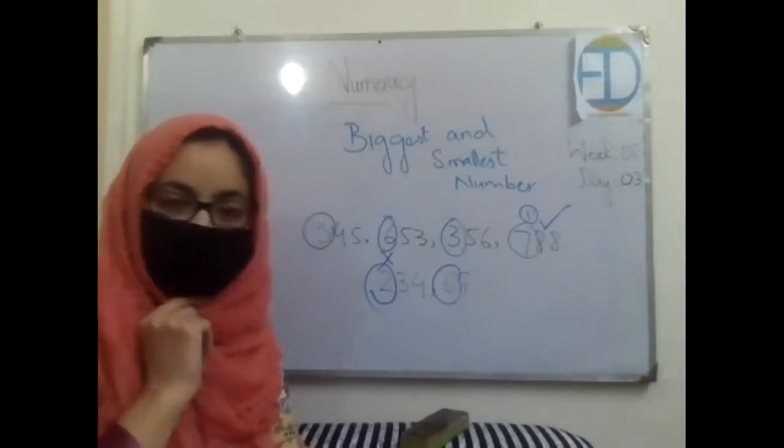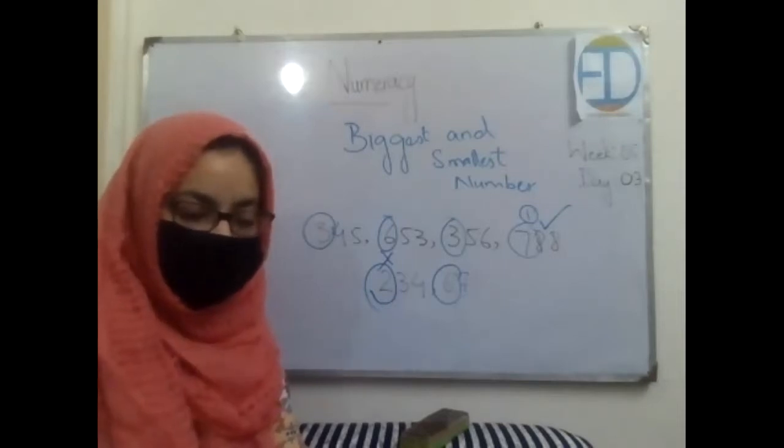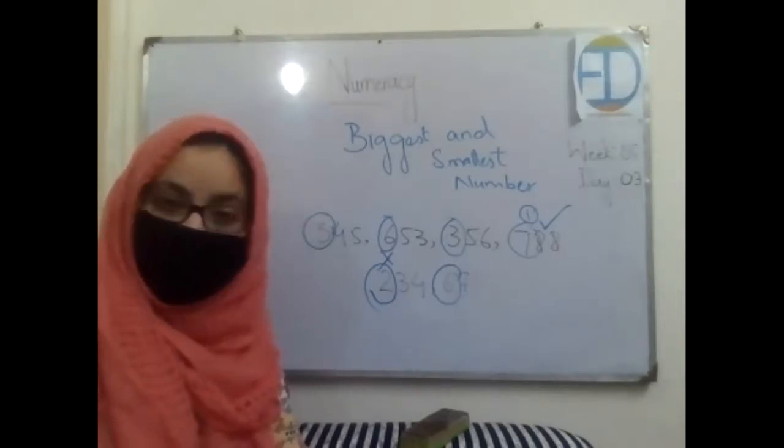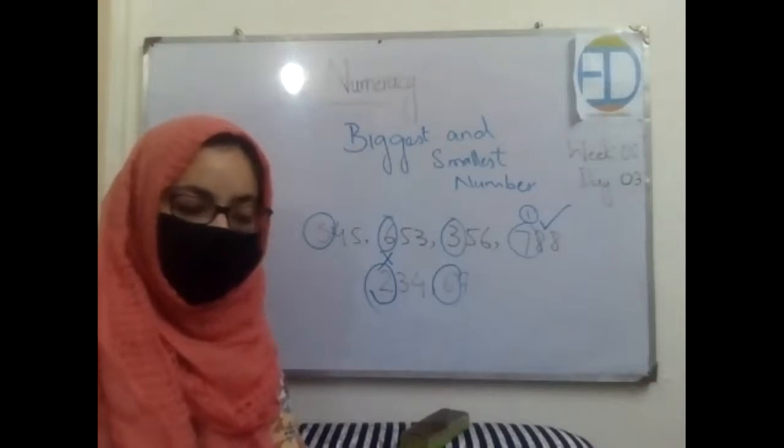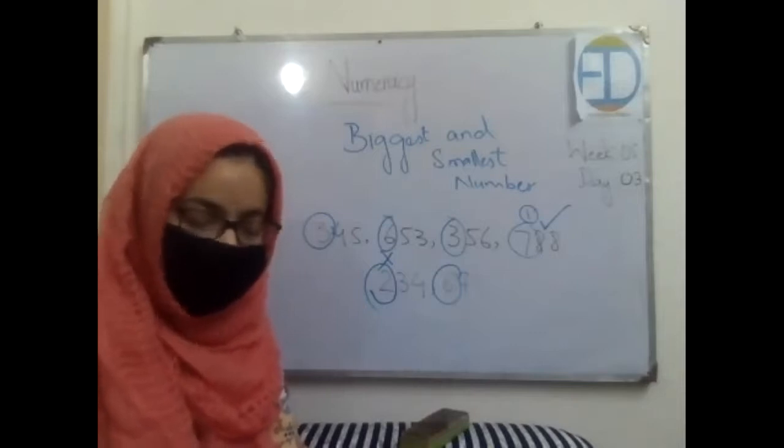Now solve the next one. Hurry up. Yes, Eliza, which is the highest number? 907. Excellent. And which is the smallest? 283. Very well done.